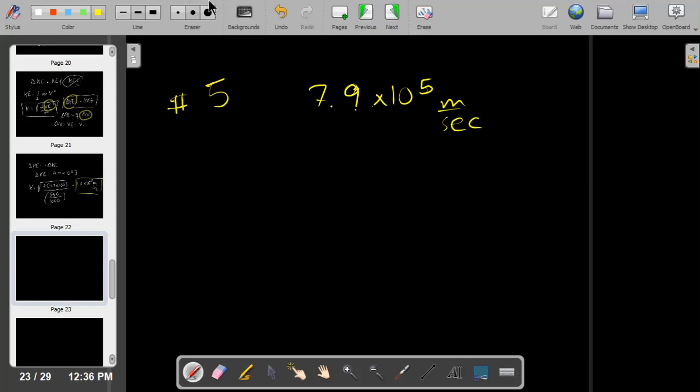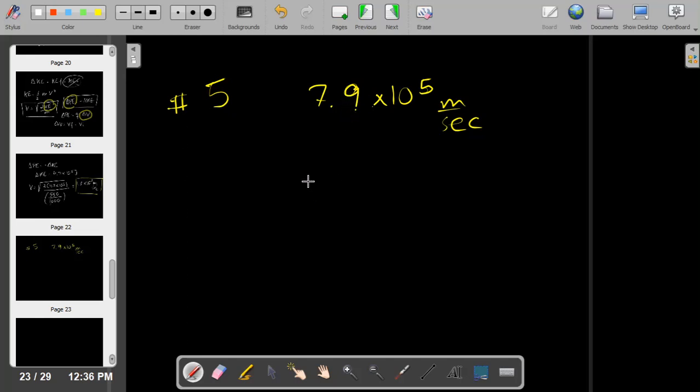Okay, here we go. Change of color. Let's read the problem first and see what is what. Number 5 reads like this. A 5.6 coulomb charged particle with a mass of 2 kilograms is placed 42 centimeters from a stationary negative 3.7 coulomb charge. If the particle starts at rest, how fast will it be moving after it has traveled 24 centimeters?